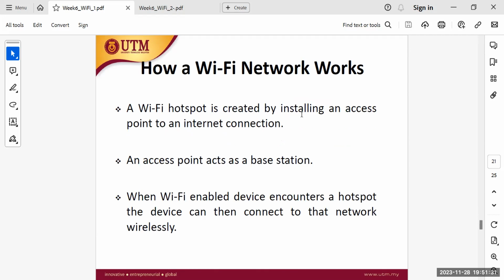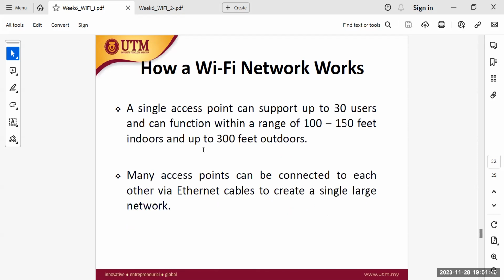A Wi-Fi hotspot is created by installing an access point to an internet connection. An access point acts as a base station, and when a Wi-Fi enabled device encounters a hotspot, the device can then connect to that network wirelessly. A single access point can support up to 30 users and can function within a range of 100 to 150 feet indoors and up to 200 feet outdoors. This basically depends upon the environment that we are talking about.